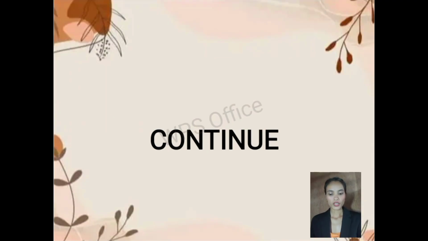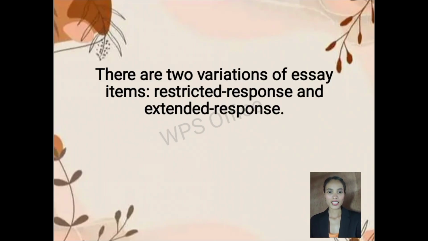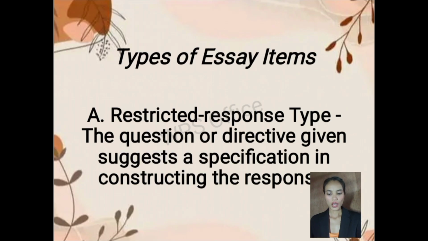The continuation of Chapter 8, Selecting and Constructing. There are two types of AC items: restricted response and extended response. Types of AC items. First is restricted response types.